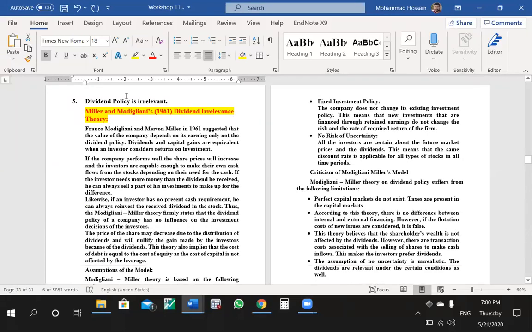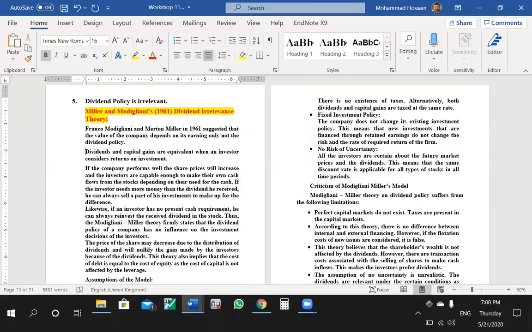Miller and Modigliani theory: what they say here is that this group believes that changing dividend policy is not actually going to affect the share price. Franco Modigliani and Merton Miller, 1961, suggested that the value of the company depends on its earnings only, not the dividend policy, very strongly.